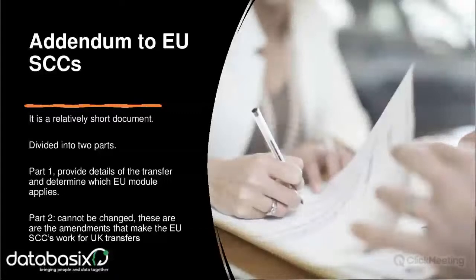So like I said, it's a relatively short document. It's divided into 2 parts. You should be able to pull all the information that you've done in the risk assessment in the first section, where you assessed the transfer, and populate it into part 1 of the addendum, where you're providing details of the transfer and the module that applies. Now, part 2, you cannot change. These are the actual clauses that make the amendment work for UK transfers. So it's removed EU and replaced it with UK, for example. So you're modifying part 1 of the addendum, you're not touching part 2.